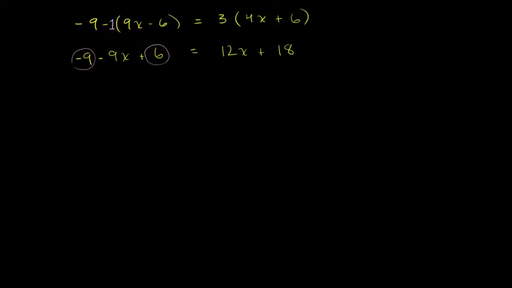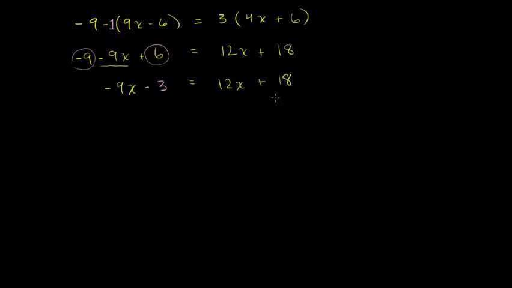So we're going to have negative 9x plus, let's see, we have a negative 9 and then plus 6. So negative 9 plus 6 is negative 3. So we're going to have a negative 9x, and then we have a negative 3. So minus 3 right here. That's the negative 9 plus the 6. And that is equal to 12x plus 18.